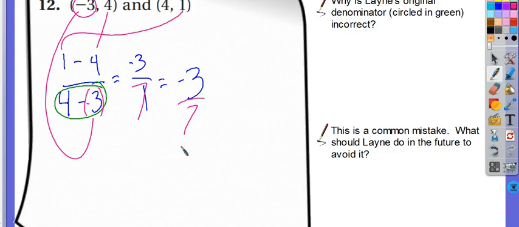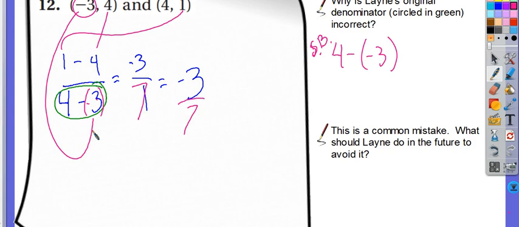It should be 4 minus negative 3, which would be 7. It's a mistake I see all the time. If this were set like a negative 4 minus 3, that doesn't really get mixed up too often. But when you're supposed to subtract something and that something happens to be negative, that negative 3 a lot of times gets dropped.